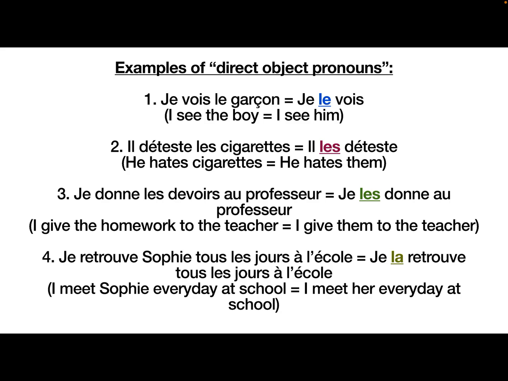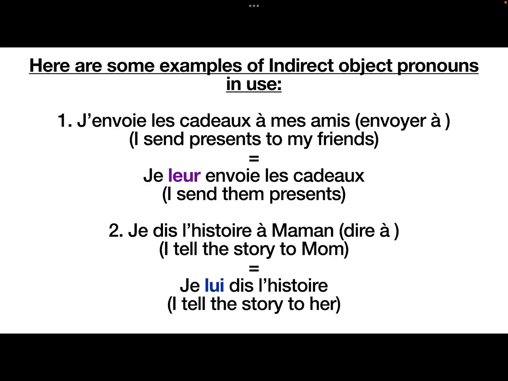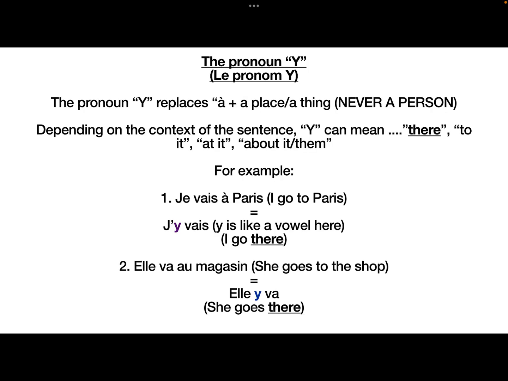Il les déteste. Whereas the indirect object pronouns are me, te, lui, nous, vous, and leur. And they mean to me, to you, to him, to her, to us, to you, to them. And they typically replace a verb followed by à grave plus the name of a person only. So it's à grave plus the name of a person that you're replacing. So j'envoie les cadeaux à mes amis. I send presents to my friends. I send presents to them. Je leur envoie les cadeaux. So that's the difference between the direct and the indirect object pronouns. Okay, I'll go on to the pronoun y in the next video.